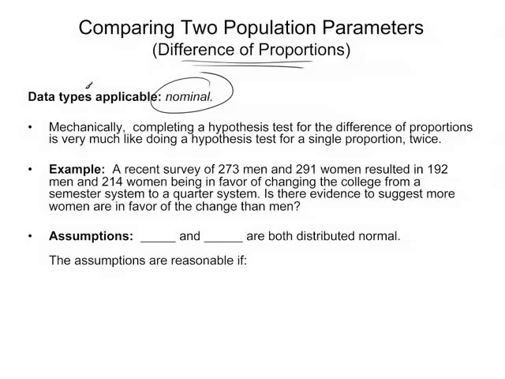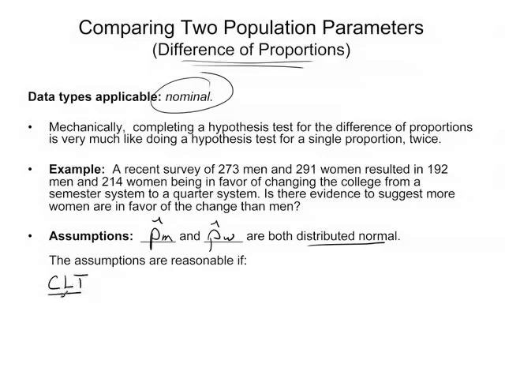Now, if this is a one proportion situation, we would say that the assumption is that p hat, the sample proportion, is distributed normal. But in this case, we have two proportions. So I need to identify this one as being for the men, and the sample proportion for the women, both have to be distributed normally. And the way we would do that is with the central limit theorem.